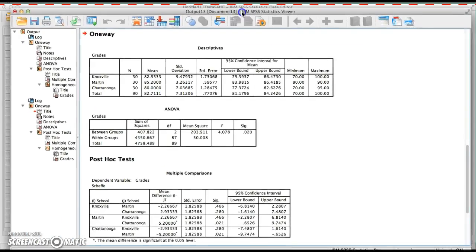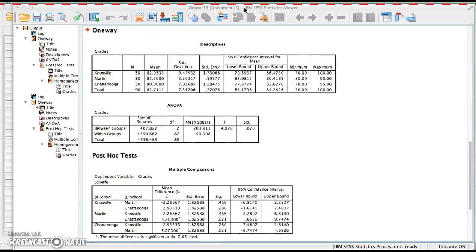All right, so what we're going to see here is descriptive statistics on top, means, standard deviations, and a lot of other information, but let's just stick with our means and standard deviations. Knoxville is going to have a mean of 82.93 and a standard deviation of 9.47. You see Martin's 85.2, standard deviation of 3.26, and Chattanooga 80.00 with a standard deviation of 7.04, okay?